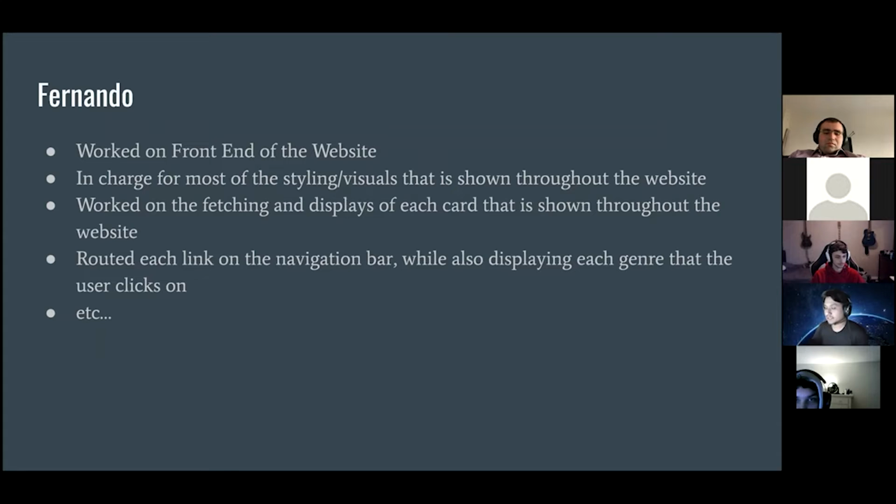It gives the users a really fluent experience on what card they click and how the information pops up. I worked on the fetching and displaying that each card is shown for each video game. So once we get on the website, you'll see how each one is actually fully displayed and shown. And I routed each link on the navigation bar that we have on our own website. And once you click on each genre on that navigation bar, it redirects you to a different genre with the full list of video games for each one to choose from.